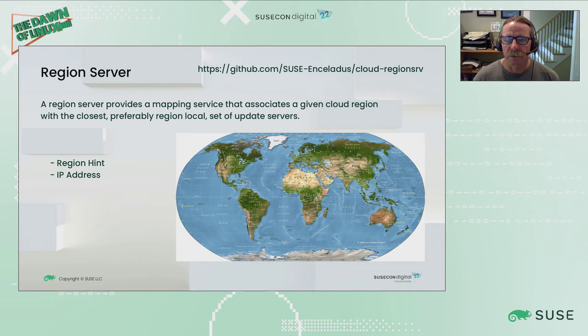The implementation of the region servers is open source. You can see the GitHub link up in the upper right-hand corner. The region servers provide a mapping of the regions around the world in any given framework to the update servers in that region or geographically close to that region. This mapping happens via a region hint that is sent from the client or via the IP address of the client. And the client in this case is your instance that is accessing the update infrastructure.